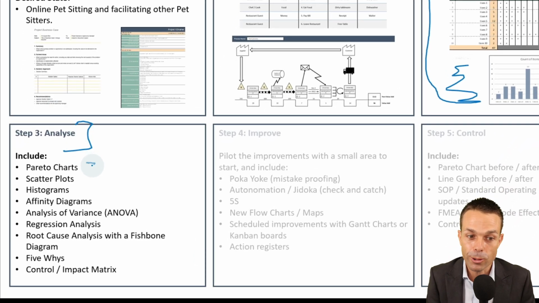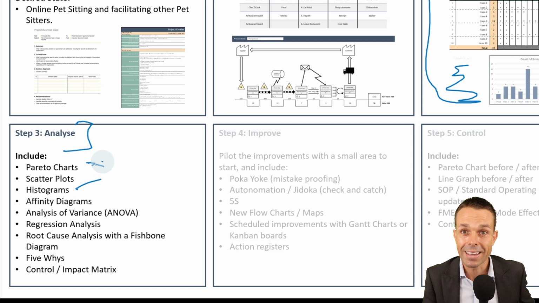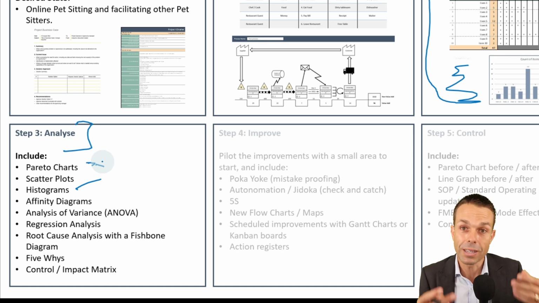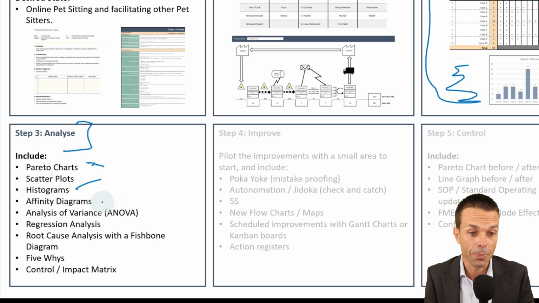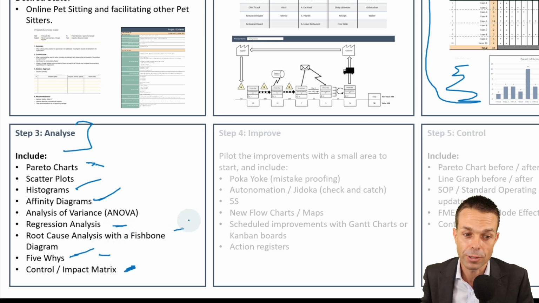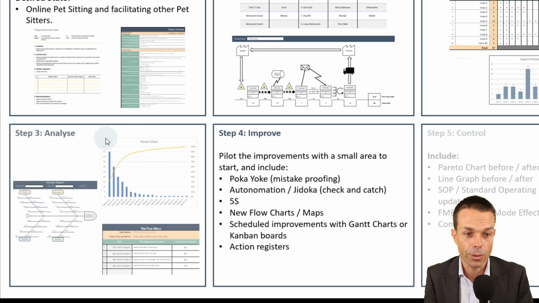We can do that with Pareto charts, histograms. And again, if you don't know these things, we'll be covering them later, but this is a good thing that you do need to know for your PMP exam. Affinity diagrams, the 5 whys, control charts, or regression analysis, root cause analysis with a fishbone diagram, and that's what those will look like. They're pretty cool.